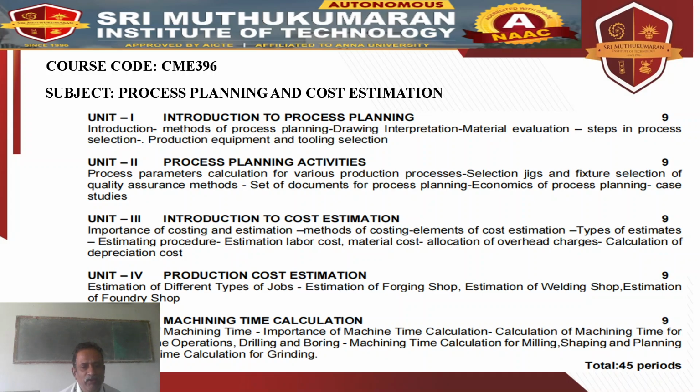Unit 3. Introduction to Cost Estimation. Here we are seeing the importance of costing and estimation, methods of costing, elements of cost estimation, types of estimates, the procedure of estimating, and estimation of labor cost, material cost, and allocation of overhead charges, and also calculation of the depreciation cost. Unit 4. Production Cost Estimation. So the estimation of different types of jobs are seen in this unit. Estimation of forging shop, welding shop, foundry shop, etc.